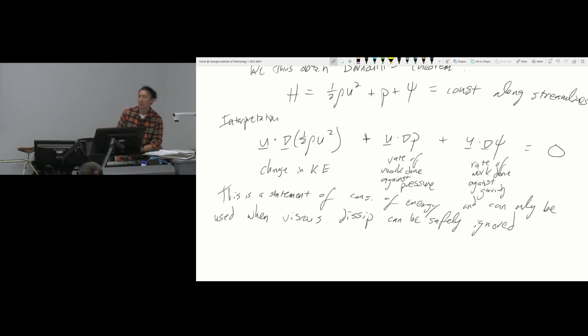Yeah. That last term says rate of work done against gravity and can only be what? Oh, sorry. This is 2. I was just starting a new sentence. Basically, above it's just conservation of energy, and I'm just saying it can only be used when viscosity is small.